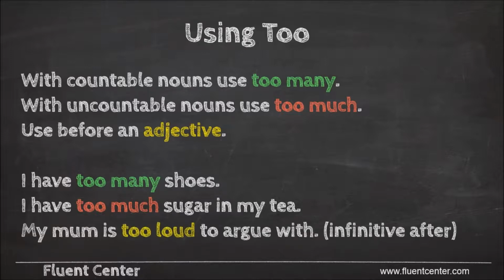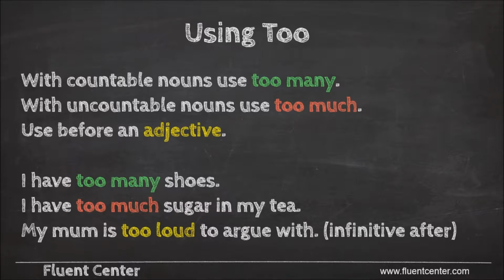We can also use too before an adjective. In the third sentence, you can see an example of this. My mum is too loud to argue with. Loud is my adjective. I am describing my mum. By saying she is too loud, I am saying that her volume is excessive.